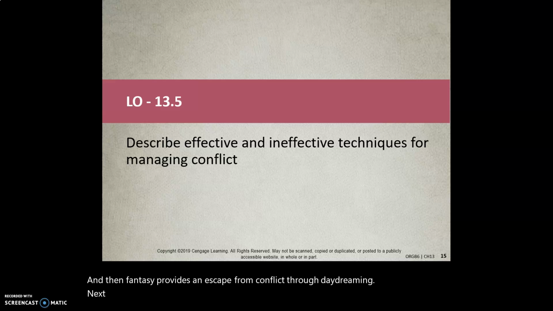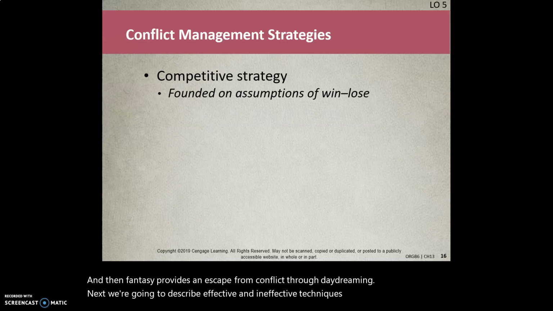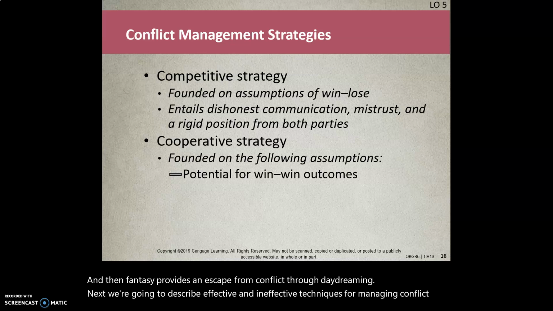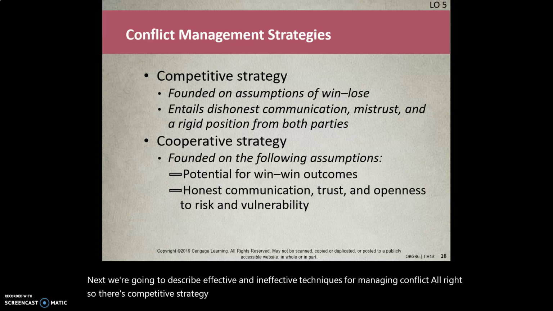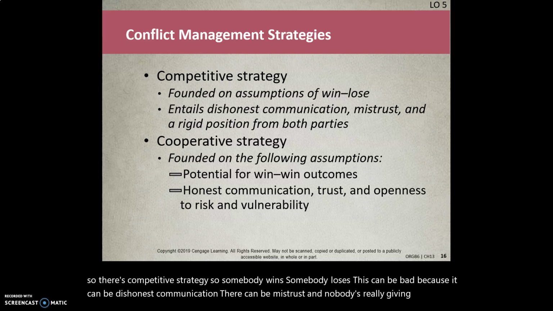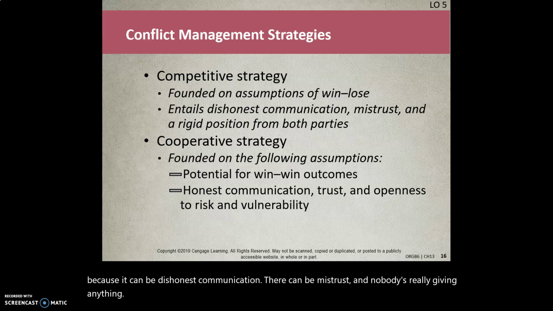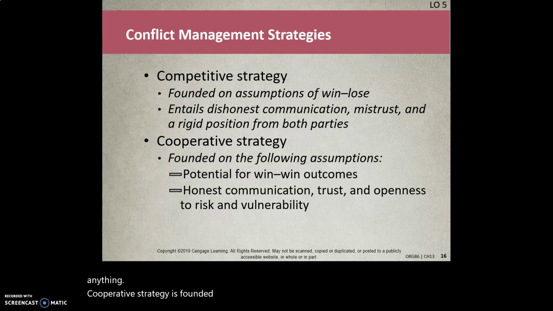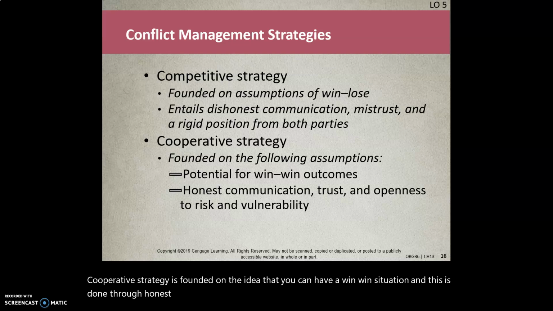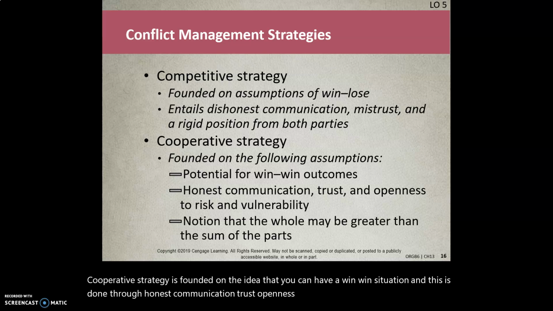Next, we're going to describe effective and ineffective techniques for managing conflict. All right, so there's competitive strategy. So somebody wins, somebody loses. This can be bad because it can be dishonest communication, there can be mistrust, and nobody's really giving anything. Cooperative strategy is founded on the idea that you can have a win-win situation. And this is done through honest communication, trust, openness, risk, vulnerability, and really thinking that the whole is maybe greater than the individual piece.